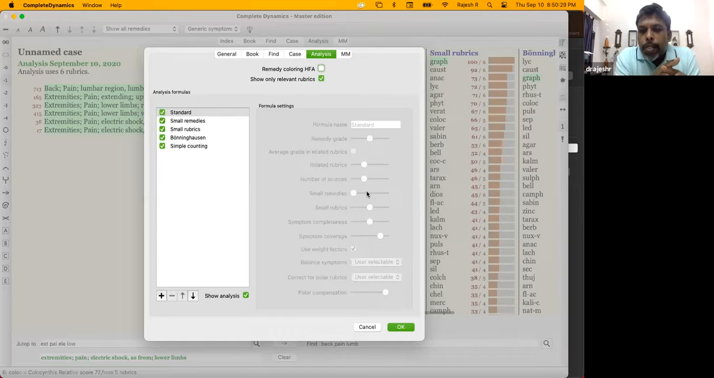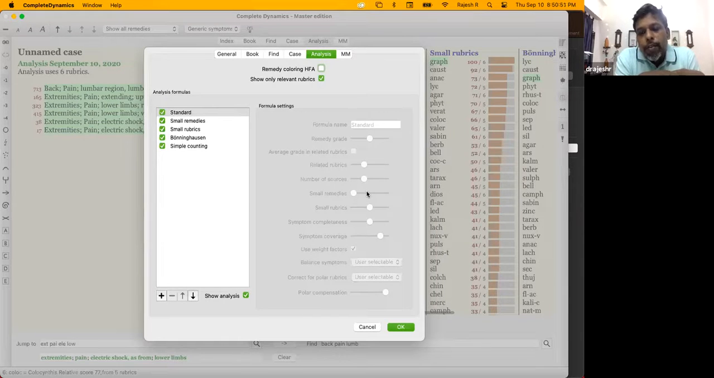And then small remedies and small rubrics are there. A small rubric is a rubric that has less than 30 remedies. Small remedies are those remedies which have less than 500 symptoms related to them. So one can use weightage factors or they can remove them.